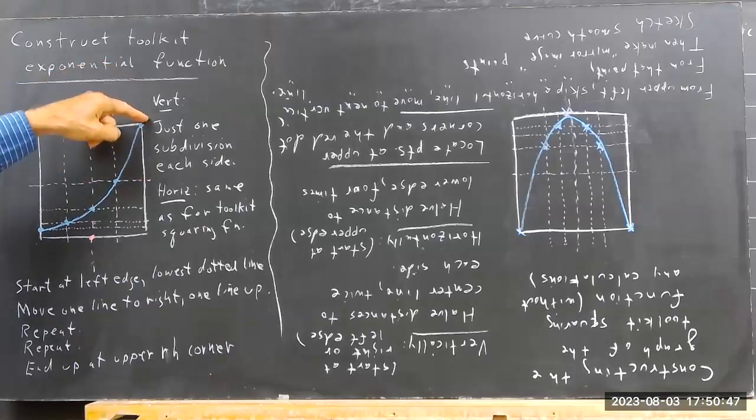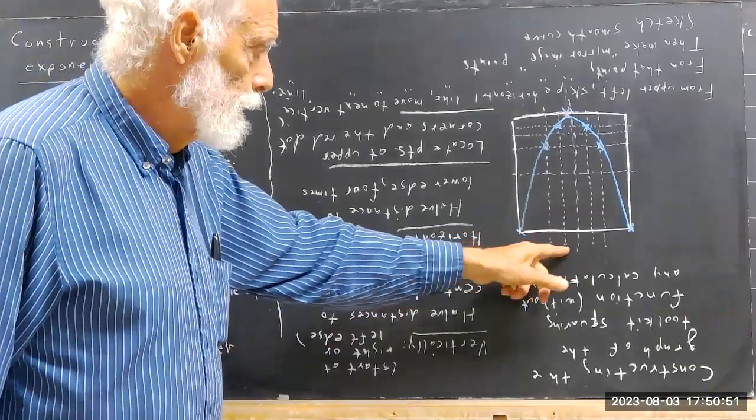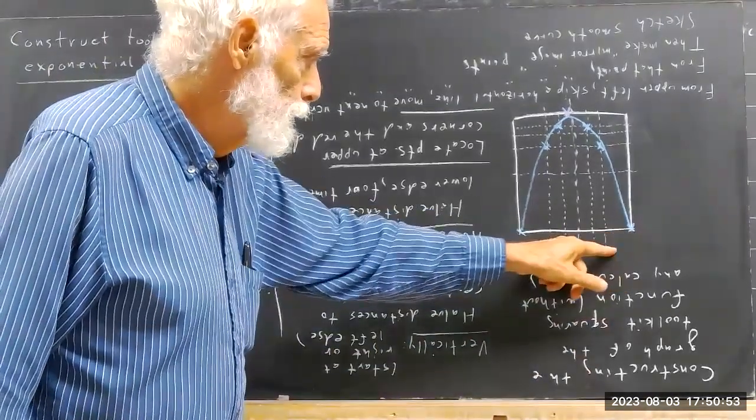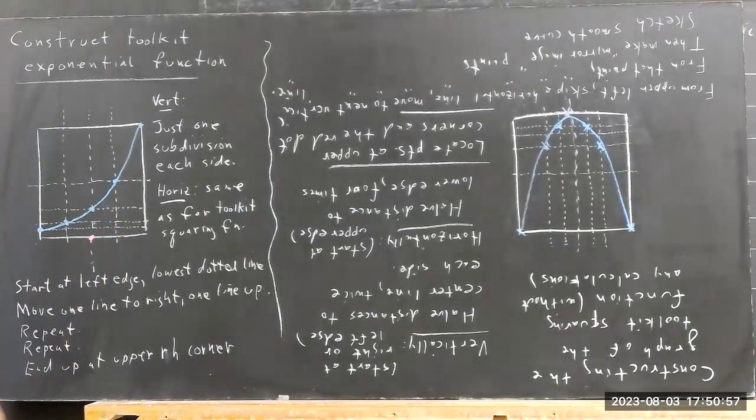Vertically, you just do 1 subdivision on each side. Over here, we did 1 subdivision and another on each side. Horizontally, it's the same as for the toolkit squaring function. Starting here, you subdivide it once, that is, you cut the rectangle in half, and cut the resulting rectangle in half. Subdivide again, cutting each new rectangle in half.